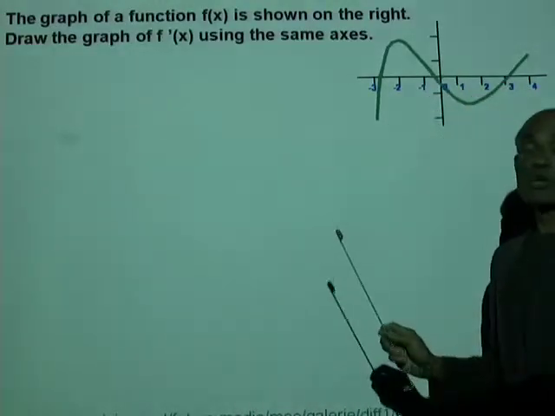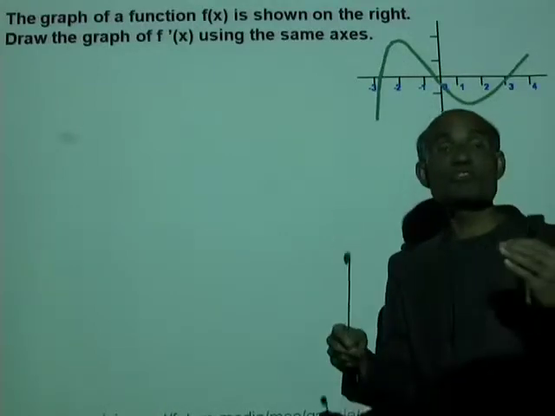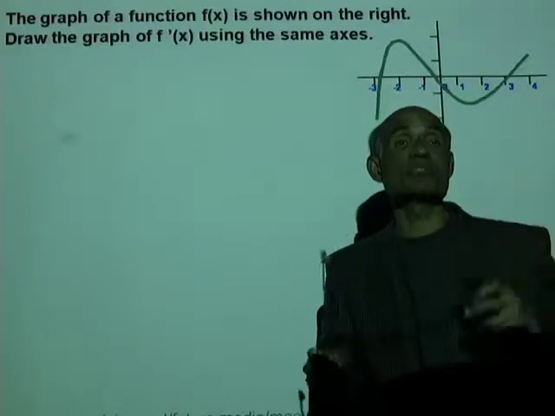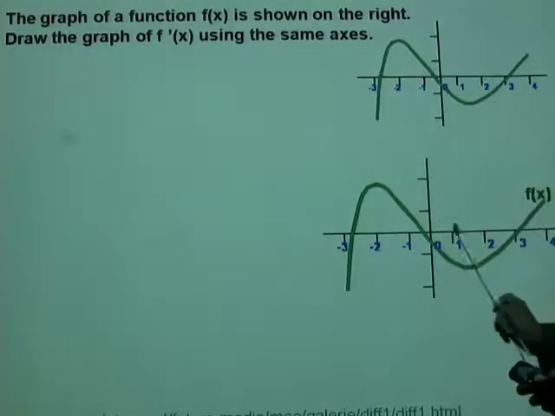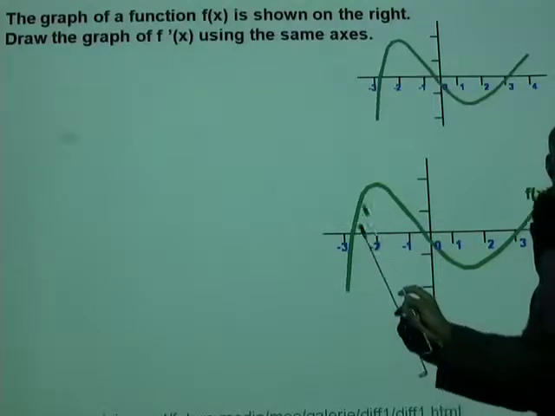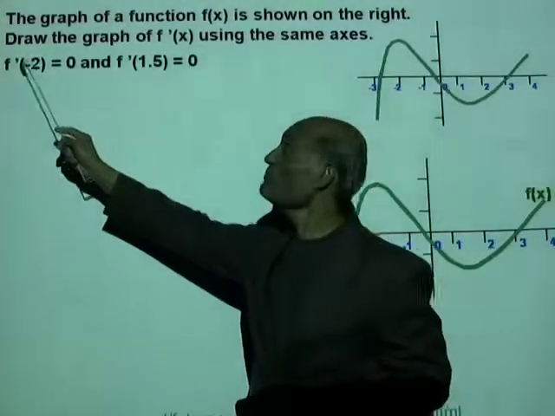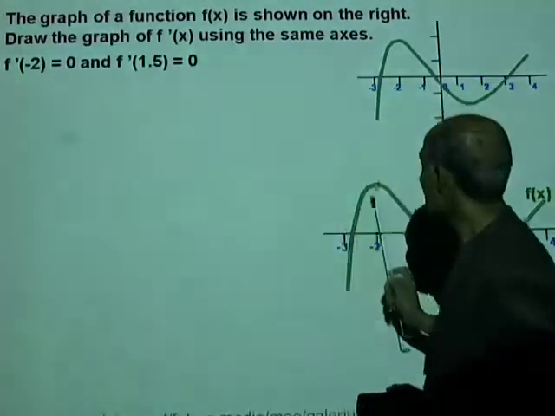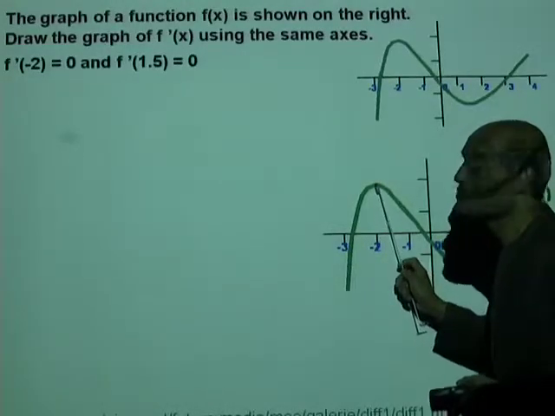First of all, look for maximum or minimum points, because if the function has a maximum point, at that point the derivative is 0. So we will say, well, this is where I'm going to draw the derivative graph. Alright, let's start by saying f prime of negative 2 equal to 0. What does that mean? The derivative of the function at x equal to negative 2 is 0.